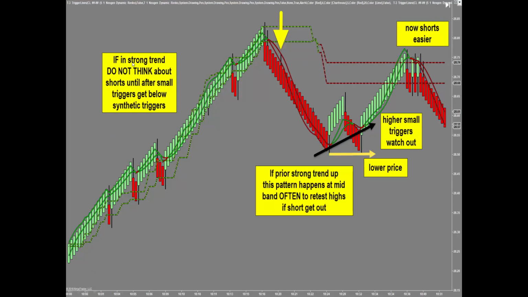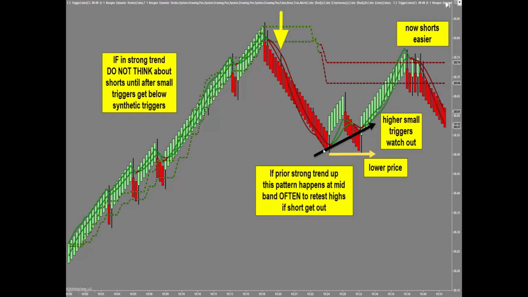Okay, so let's go through the trigger line reads that are going to make things very, very simple for you. Right? In this example, you see very strong small triggers to the upside and synthetic triggers to the upside. Don't think about any shorts whatsoever until your small triggers get below your synthetic triggers.